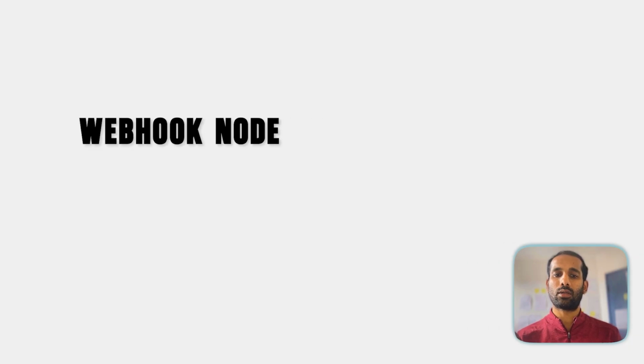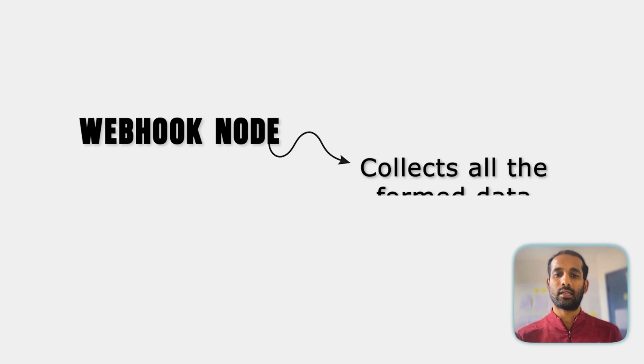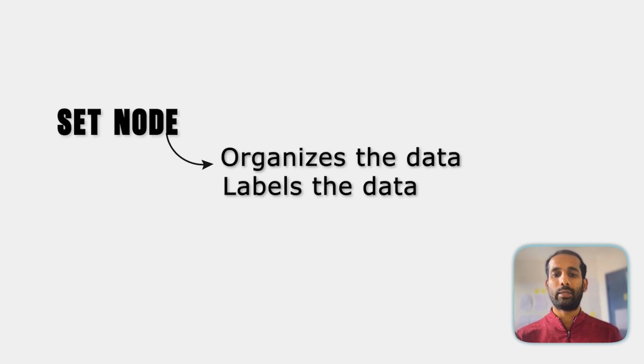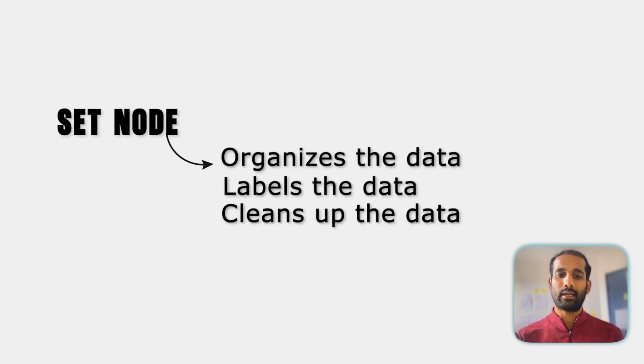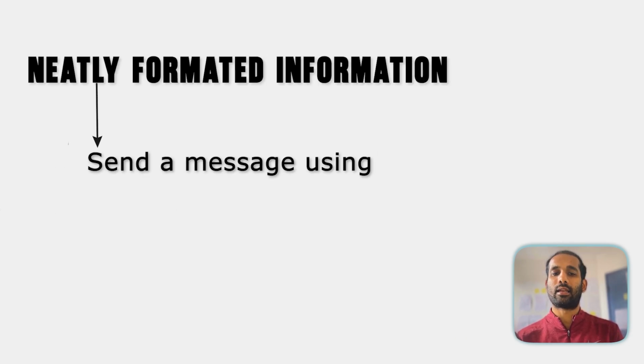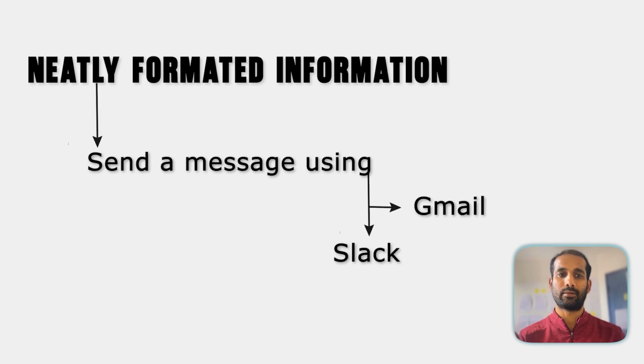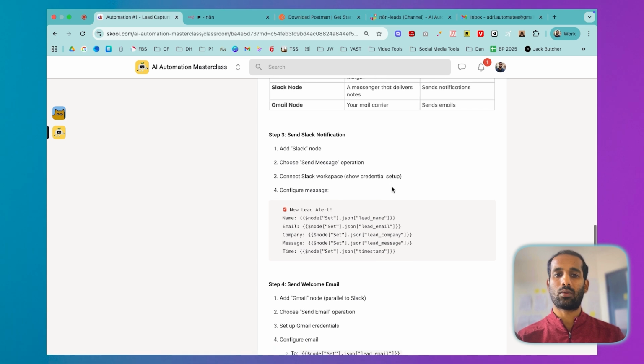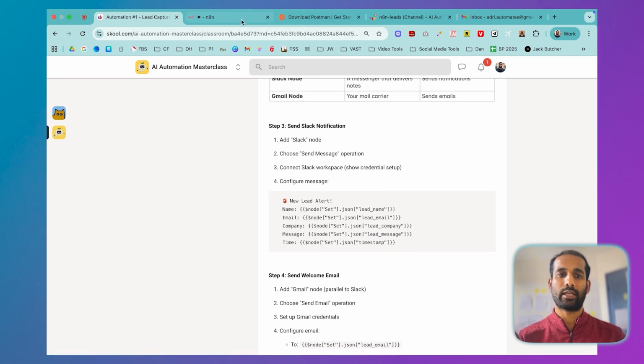So our webhook node in this case is like the front door that receives visitors. It catches all of the form data. A set node is going to be like an organizer that labels things. It cleans up the data, and then we're going to take this neatly formatted information and then send a message using Slack as well as Gmail, which we're going to set up next. So if I come back to my instruction doc, we're now going to send a Slack notification out.